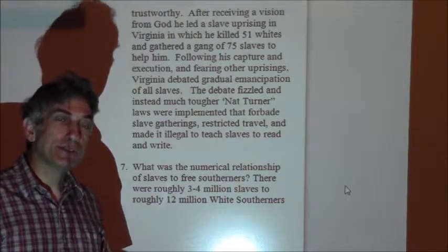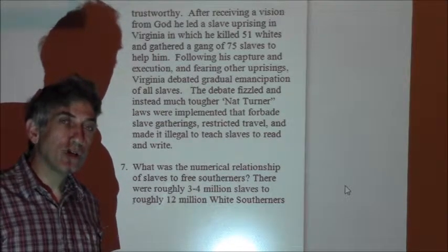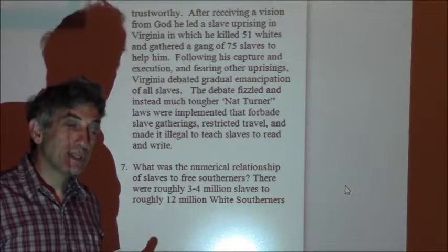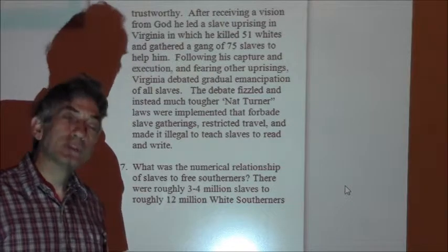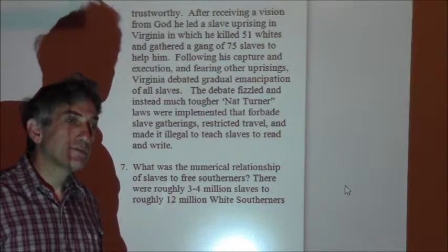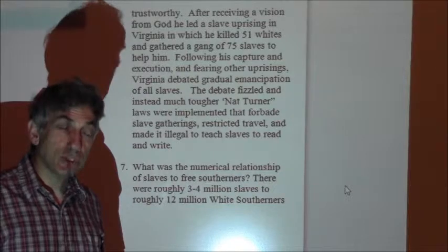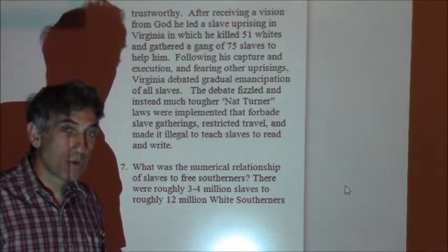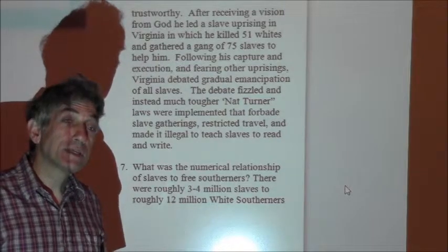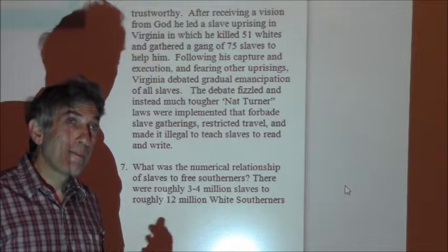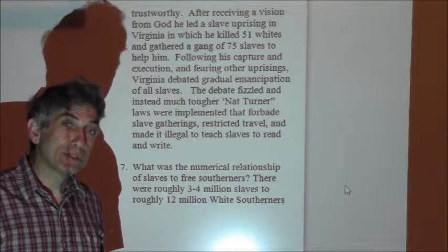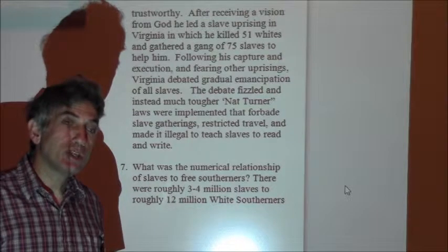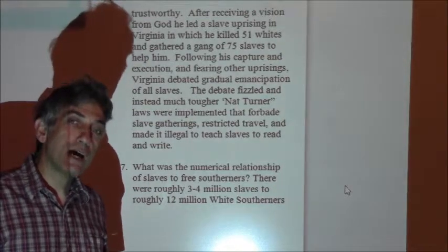Instead, they passed these Nat Turner laws, which basically forbade slaves from having the freedoms that Nat Turner had. So slaves could not be taught to read and write in Virginia. Slaves could not be allowed to travel freely in Virginia. Slaves could not gather together in Virginia in groups of more than 3. It was all an attempt to basically prevent future conspiracies. But that debate over emancipating the slaves in Virginia also showed there was an internal conflict.